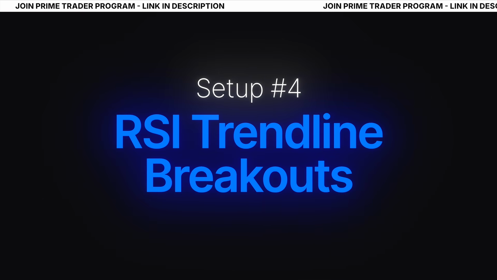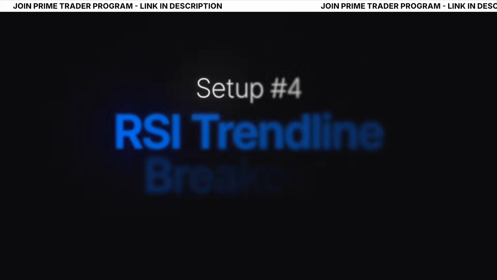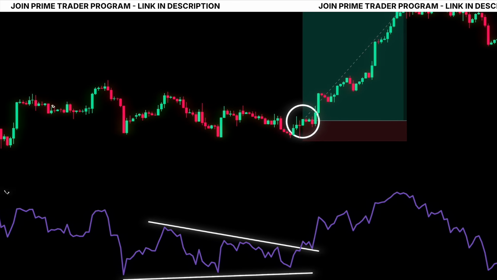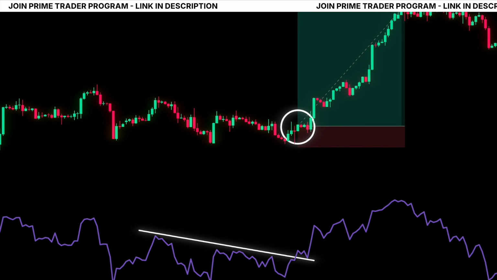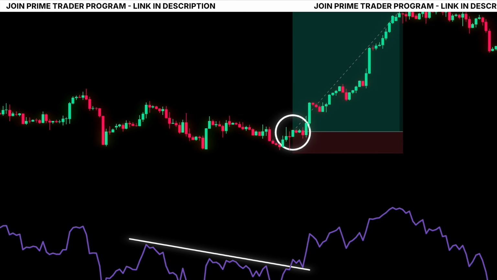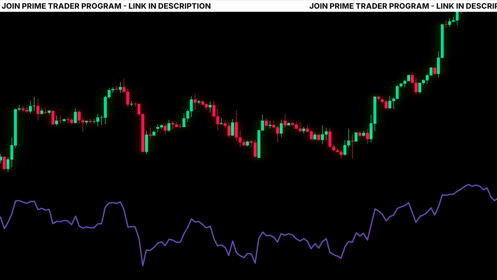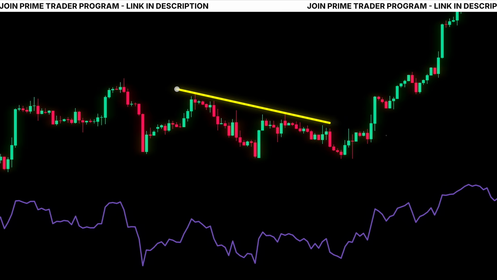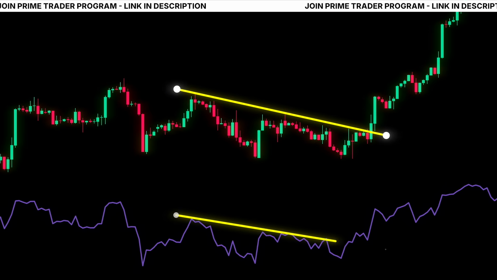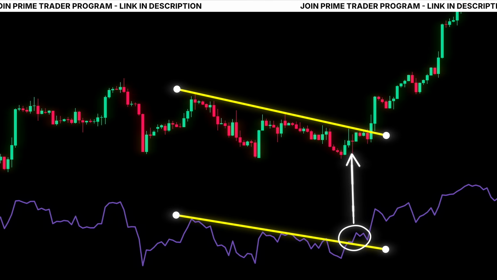Setup number 4. Trendline Breakouts. Trendline breakouts on the RSI are a powerful way to enter early into large price moves. Throughout our analysis and testing, we found that if we drew a trend line on the price and the RSI for the same price pattern, the RSI gave a breakout before the price in 7 out of 10 breakouts.